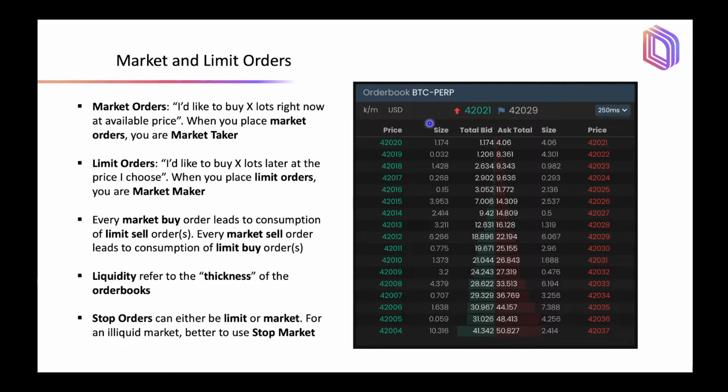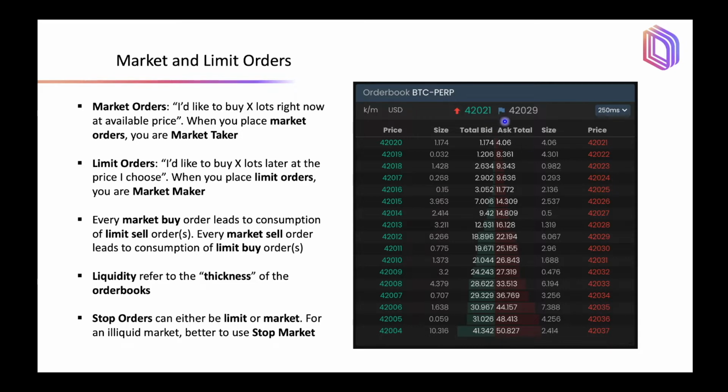Those limit orders are going to end up in something we call an order book, right here. On the left of this order book, we have all the limit buys placed in the book, and all the limit sells right here on the right placed in the book.